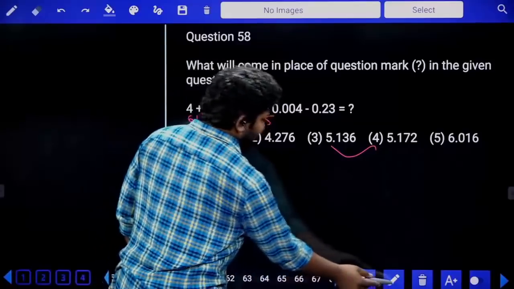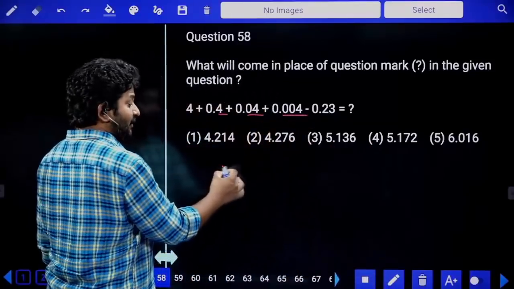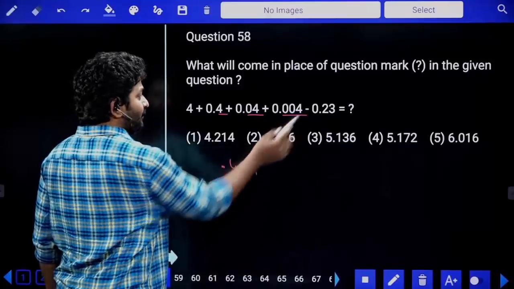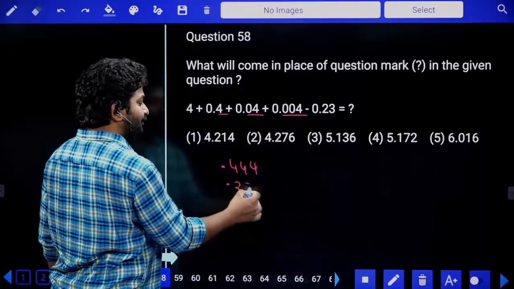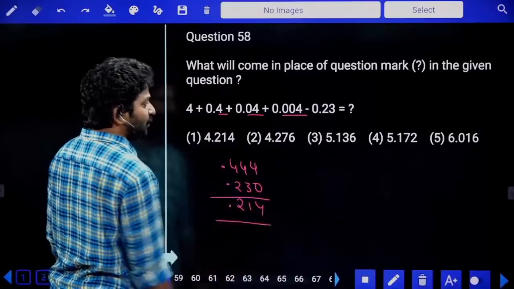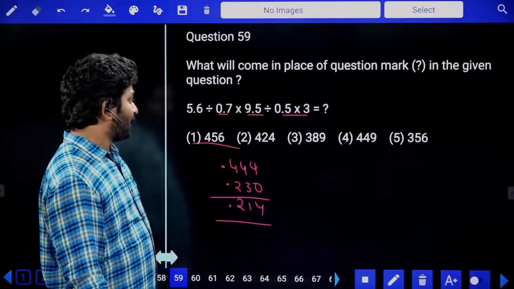Yes, number after decimal only, 0.4, 0.04, 0.004. So these are positive numbers which is ending with 0.444. From this we have to subtract 0.230. That means answer must end with 0.214. 0.214 is first option, final.